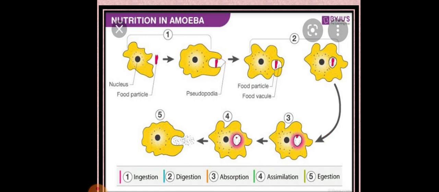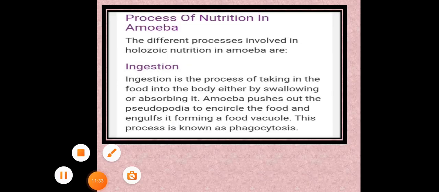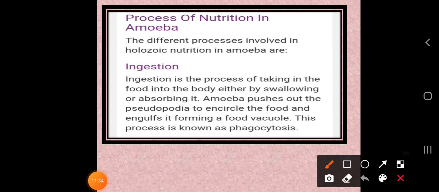So if you want to write these things in words, how can you write? Let's see one by one. The process of nutrition in amoeba. First is ingestion. Ingestion is the process of taking food into the body either by swallowing or absorbing. In the amoeba, what happens? They swell their body for taking the food particles. How? With the help of pseudopodia.